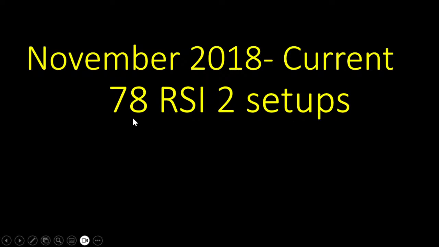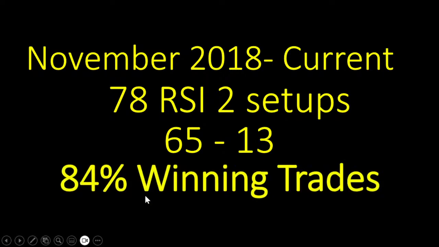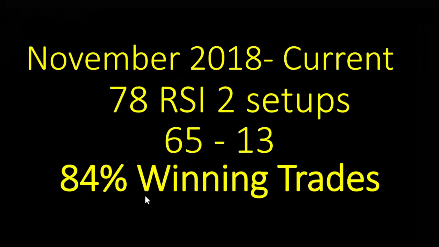There were 70 other ones during this time window here. 65 winning trades, 13 losing trades. That's an expected winning percentage of 84%. So, yes, if you would have traded every RSI2 setup, all 78 of them, on Procter & Gamble from November 2008 to current, you would have won 84% of the time.